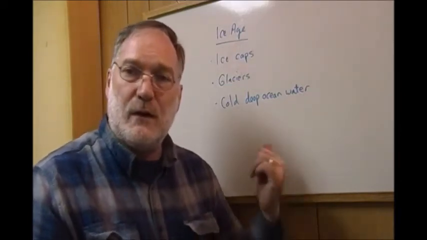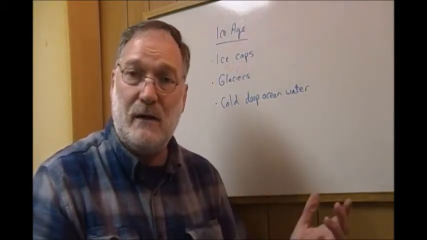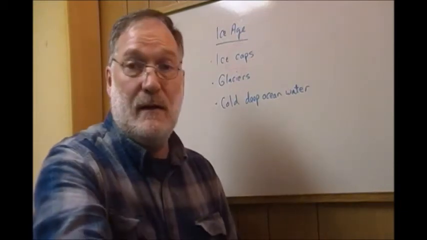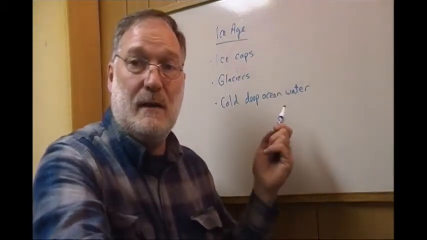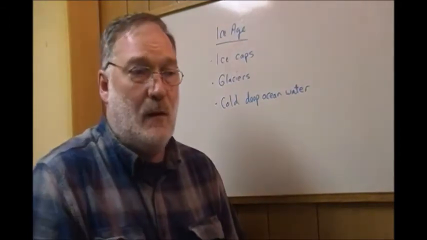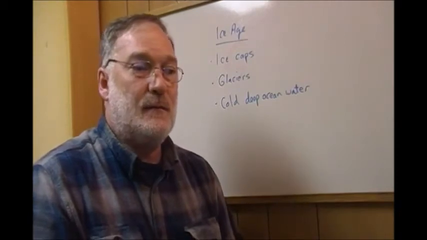We may be returning to conditions before the Ice Age, when Earth didn't naturally have glaciers, ice caps, or cold, deep ocean waters. It may be that the ice caps and glaciers will continue to melt and the oceans will continue to warm. Well, is there anything that we can do about it?